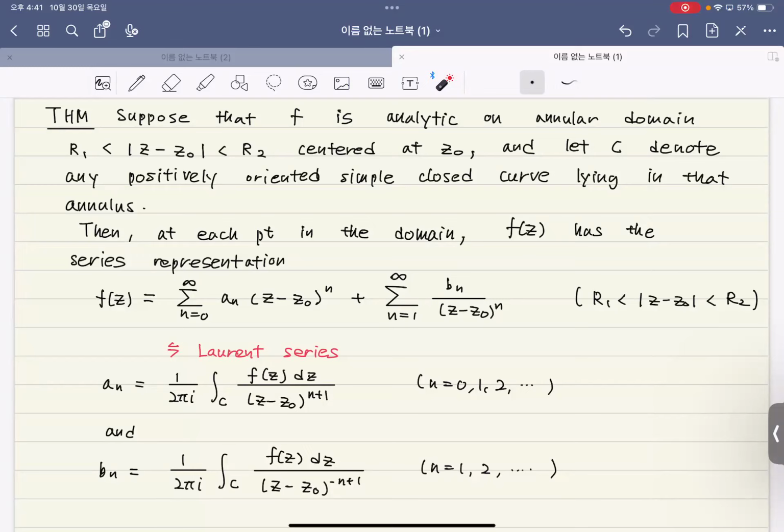If you set your R1 equal to 0. Likewise, this number R2, obviously R2 should be a number greater than R1, and you can also say this is equal to positive infinity. In that case, your analytic domain consists of the entire complex plane minus the origin, minus the center.